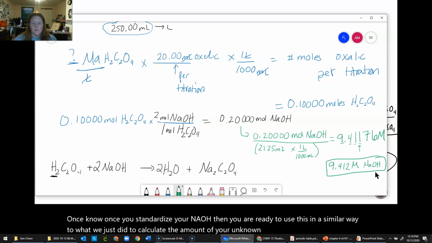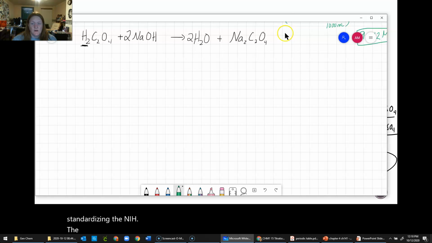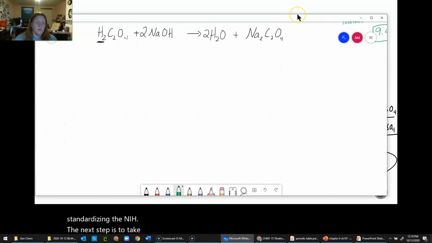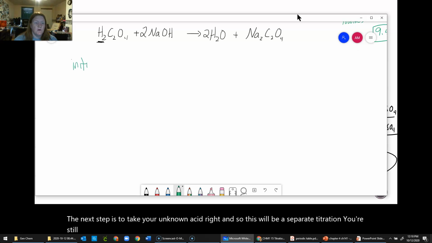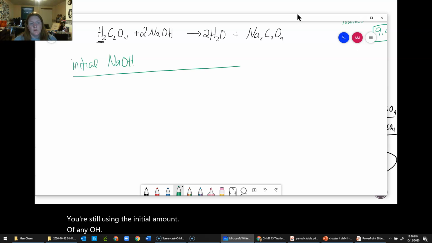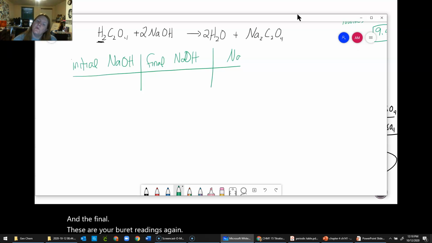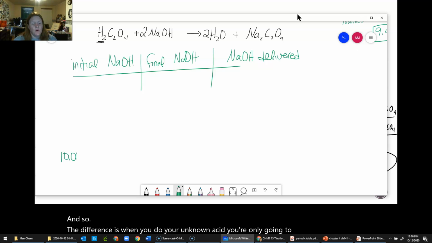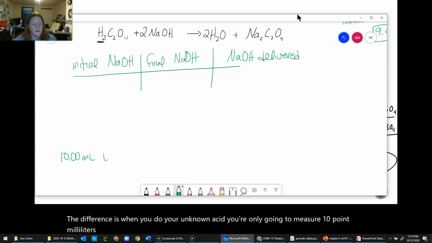So this process here is called standardizing the NaOH. The next step is to take your unknown acid, right? And so this will be a separate titration. You're still using the initial amount of NaOH in the lab and the final. These are your burette readings again. And so the difference is when you do your unknown acid, you're only going to measure 10.00 milliliters. This is with a pipette.